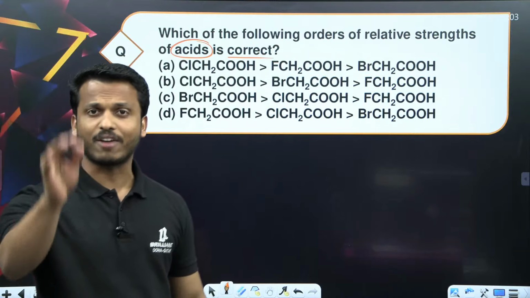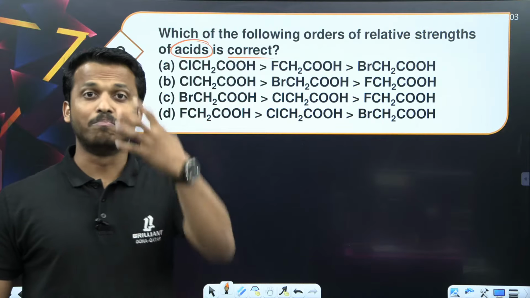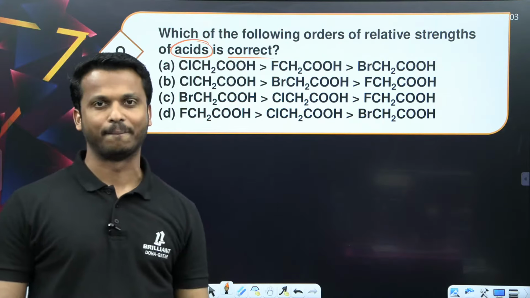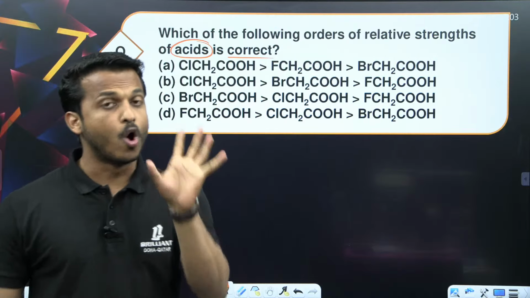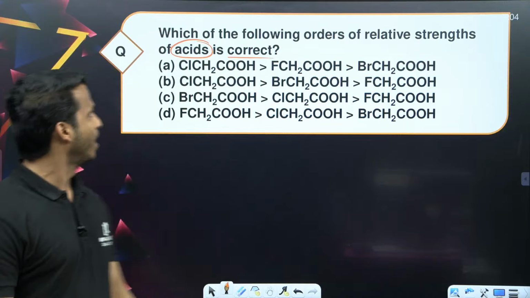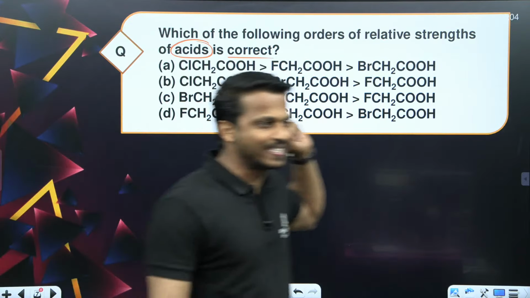What are the factors affecting acidity? If an electron withdrawing group or minus I effect group is there, it will increase the acidity. If an electron donating group or plus I effect is there, it will decrease the acidity, that you know. So tell me, dear all, which one is the correct order of their acidity?